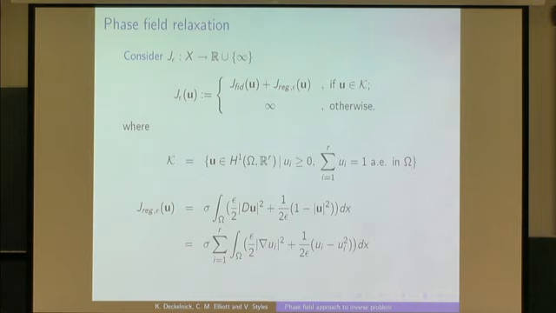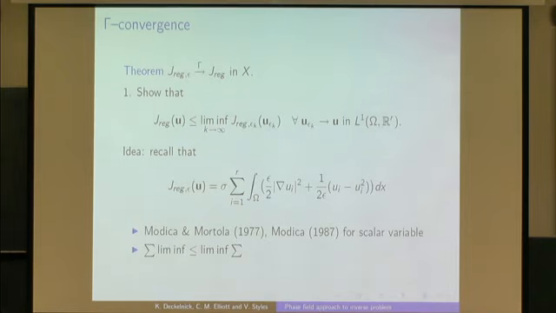So this is what we use. And now, of course, the question is, how does it relate to the original problem? And so we want to say something about the convergence as epsilon goes to 0. And the typical type of convergence which you use here is the gamma convergence. So that's the next theorem.